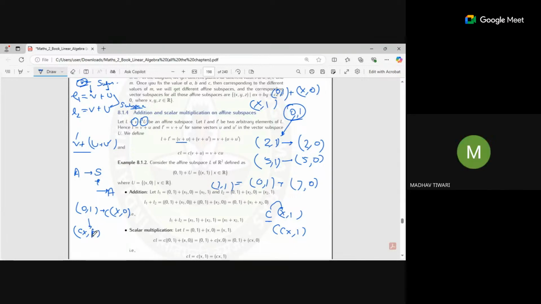Yeah, just a translation. So we first remove this translation to get our subspace, the image of that point in the subspace. And the image that I got, I will use it for the multiplication and addition. And then again, I convert it into my affine subspace.